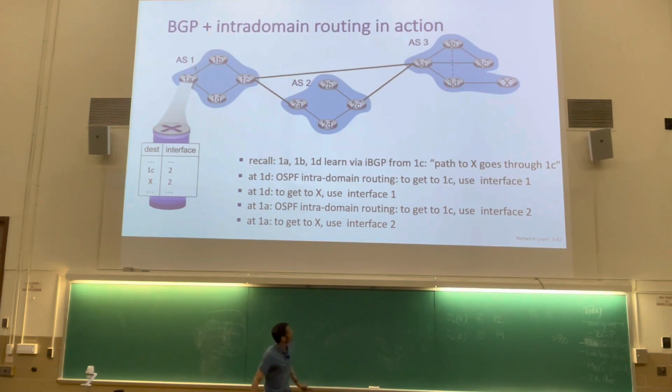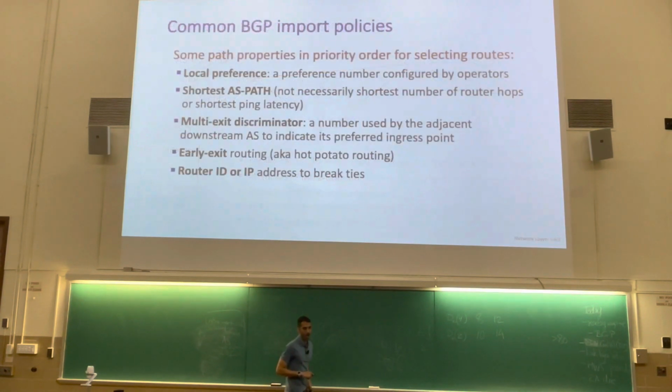But in general, you could have more than one option. Here, they all have to go only to 1C, so it seems like there is no real other option. But in general, there might be more than one option to get out of your network, and there you have a choice to make. I'll shortly show you what the choice is after showing a list of common BGP import policies.